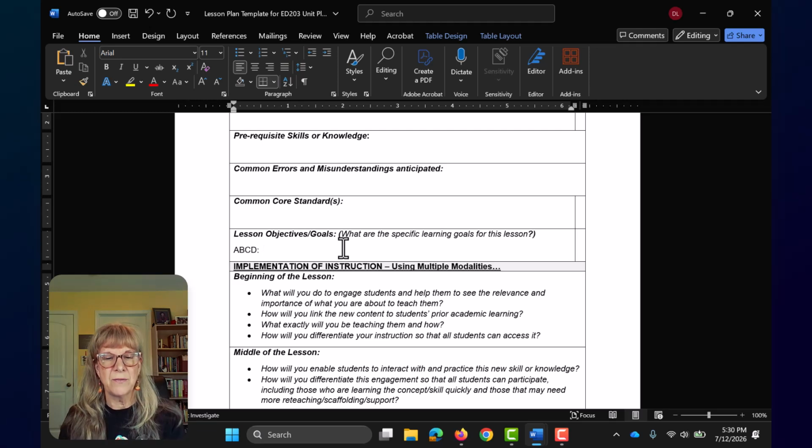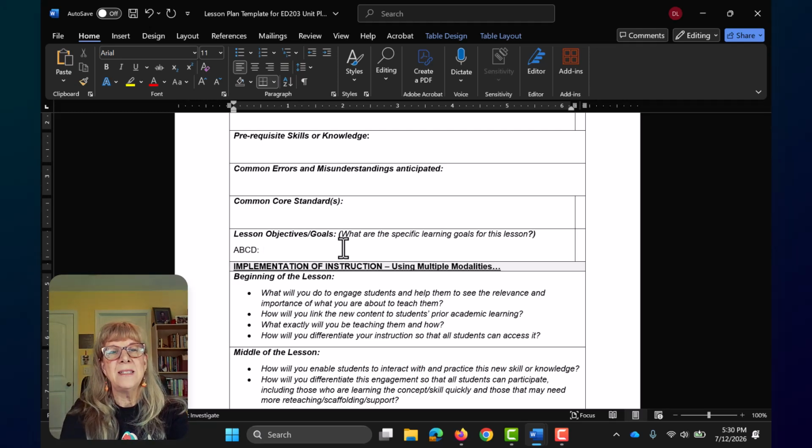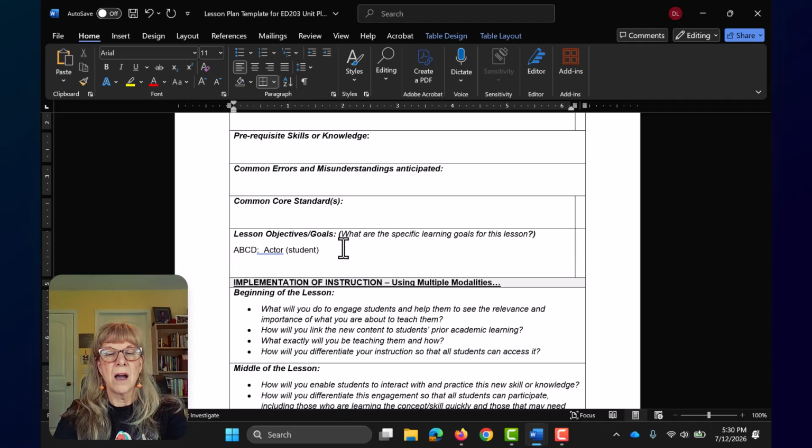But the ABCD format is A stands for actor. The actor is the student. So basically, every lesson objective will begin, the students will.